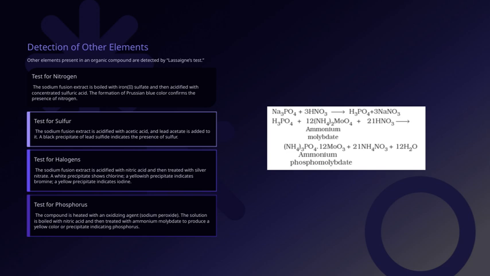For nitrogen, the process involves boiling the sodium fusion extract with iron (II) sulfate, followed by acidification with concentrated sulfuric acid. If nitrogen is present, this reaction results in the formation of a Prussian blue color, which is a clear visual confirmation.